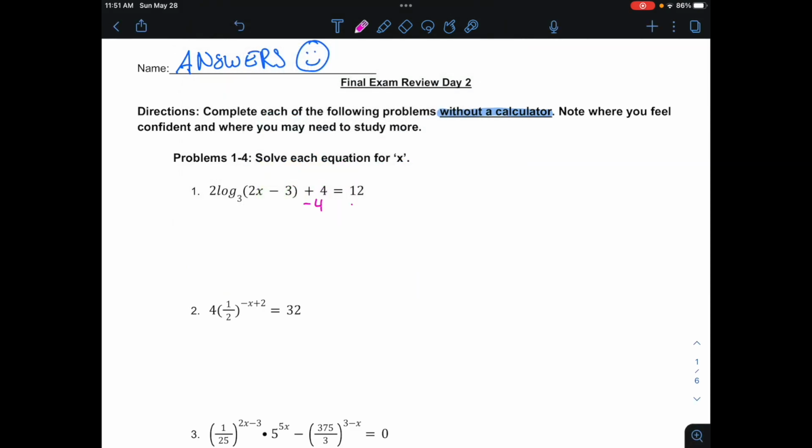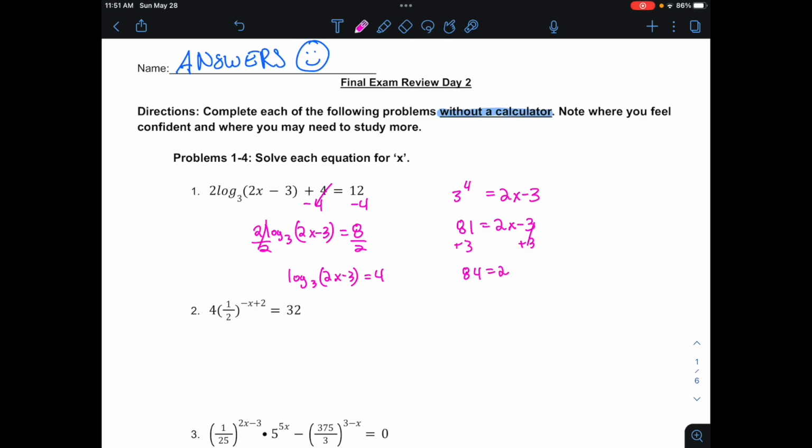We want to isolate the log. Subtract 4, we get 2 log base 3 of 2x minus 3 is equal to 8. Divide by 2 on both sides, and we get log base 3 of 2x minus 3 equal to 4. I'm going to change forms here to exponential. 3 to the 4th equals 2x minus 3. 3 to the 4th is 81, is 2x minus 3. Add 3 to both sides. I get 84 is 2x. X is equal to 42.